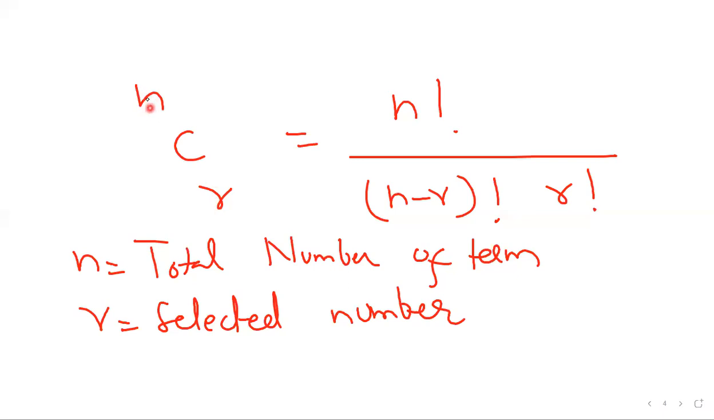For example, if I entered the class and the class strength is 20 and I need to select 5 students, the n will be 20 and the selection of the students is 5. It's called nCr. The random selection that we have taken from the 20 student class, and we have selected 5 of them.